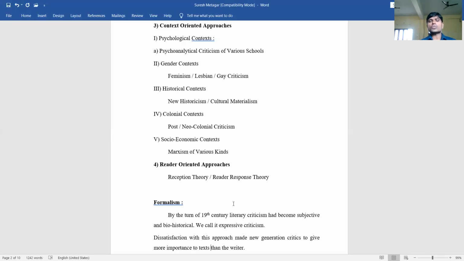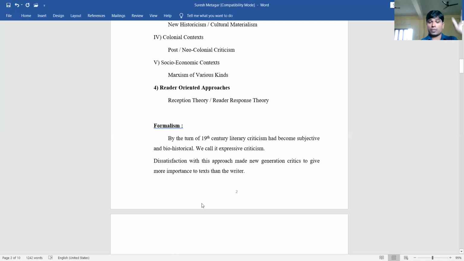Now, I would like to concentrate on text or language-oriented criticism, because that is most important for literature students. Okay, so now first I would like to speak about formalism. Formalism is a different approach for the analysis of a text. As we know, till the 19th century, most of the criticism was revolving around the biohistorical, meaning it revolved around the biography of the writer or the historical conditions of the writer and how he has expressed it. That is why that kind of criticism is called expressive criticism.